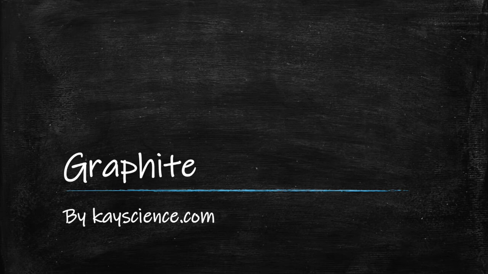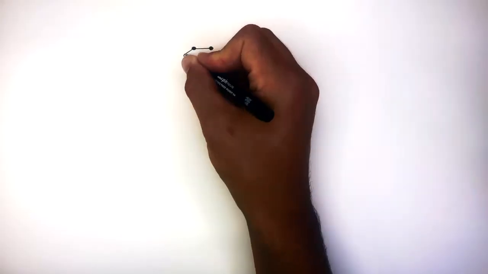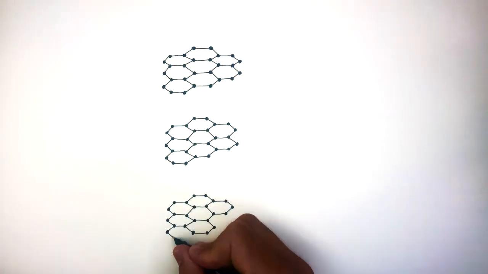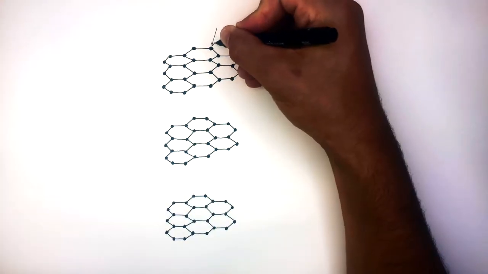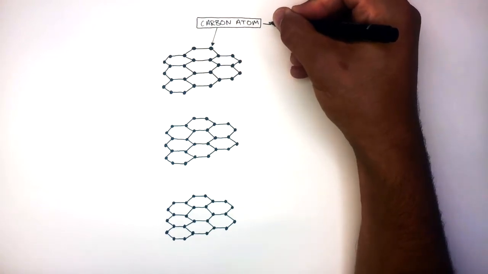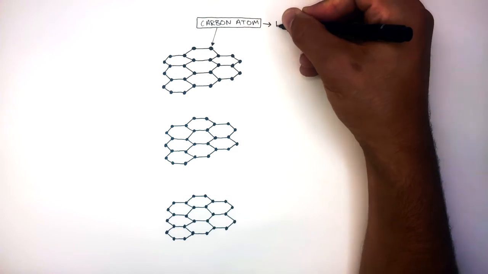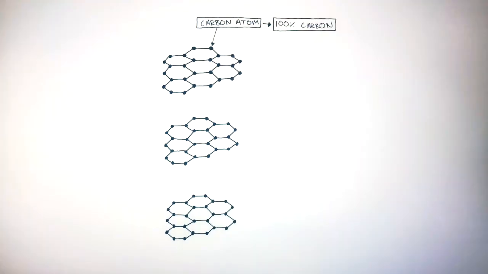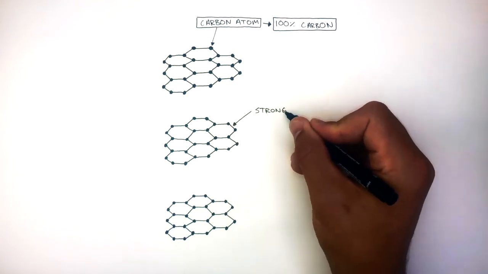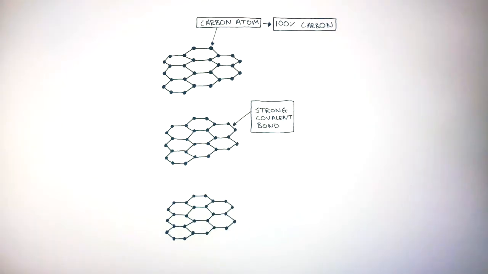Graphite by KayScience.com. This ball and stick model represents the overall structure of graphite. This black circle represents a carbon atom, and because there are only black circles, this means graphite is made of 100% carbon. This line in between the carbon atoms represents a strong covalent bond, and we can see from the diagram there are only strong covalent bonds holding the carbon atoms in place.